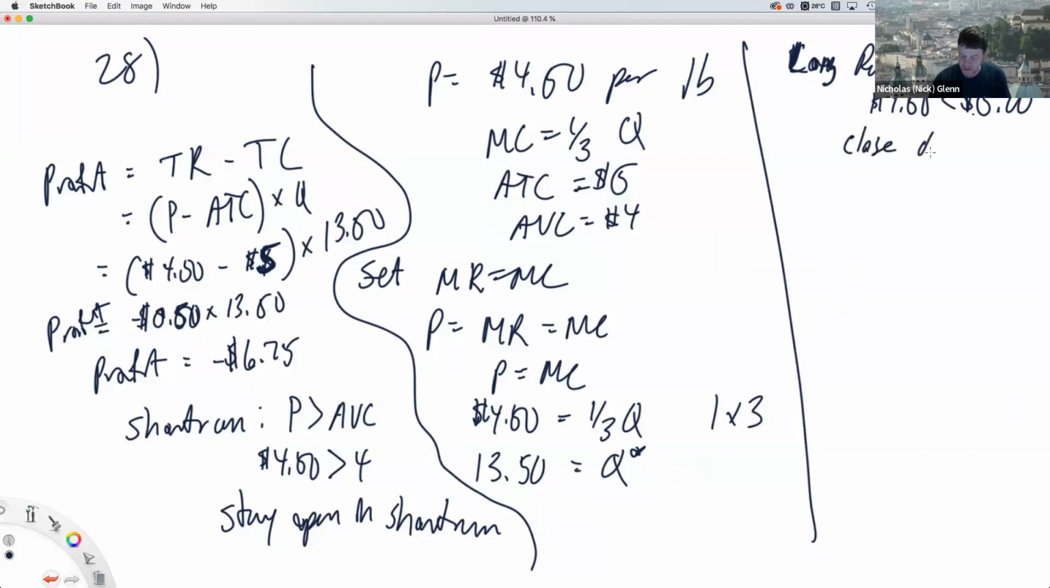Close down and exit. You exit the market along with other firms. Some other mango farmers may exit as well if they have similar marginal costs and average total cost as Marty here. Okay, so you're going to exit in the long run in this case.